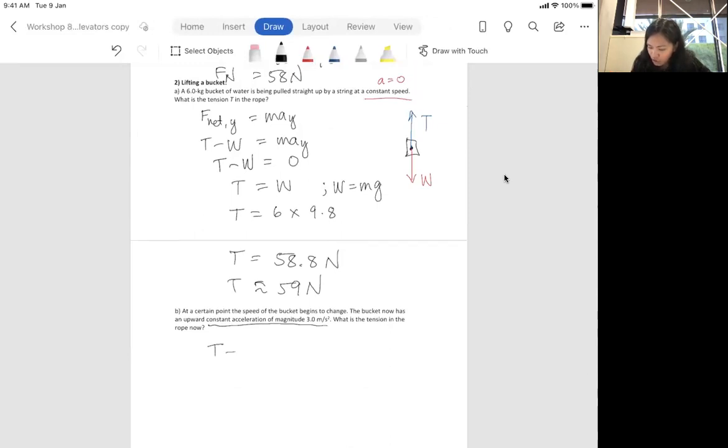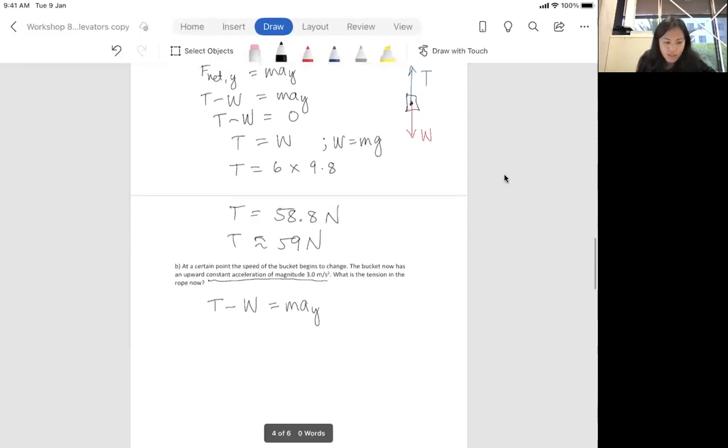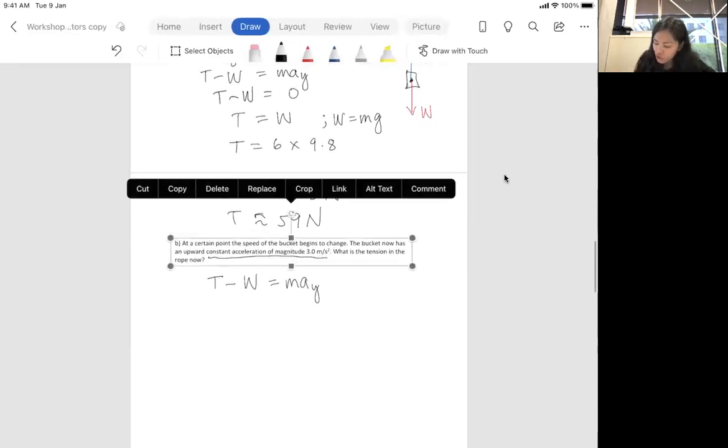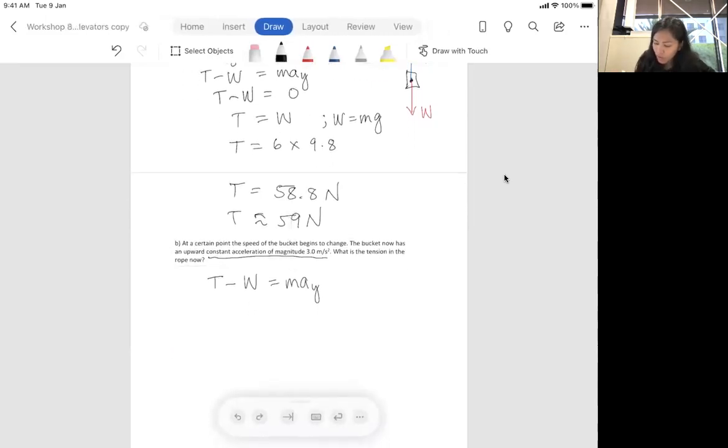So you have tension minus weight is equal to mass times acceleration along the y. Okay, so you can no longer use the argument that the tension is equal to the weight force in this case, because acceleration is not 0 in this case. Right. So to find the tension, you need to rearrange this equation to get rid of the weight force.